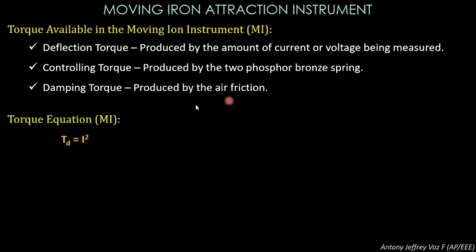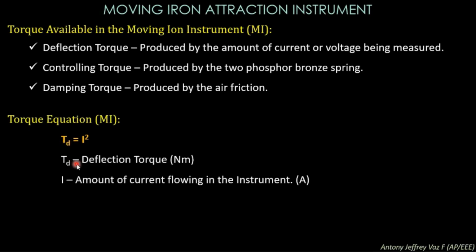Okay, the torque equation of a moving iron instrument is that the deflection torque will be proportional to the square of the current flowing in the coil. That is, the square of the current flowing in the coil will be equivalent to the amount of deflection made by the pointer.